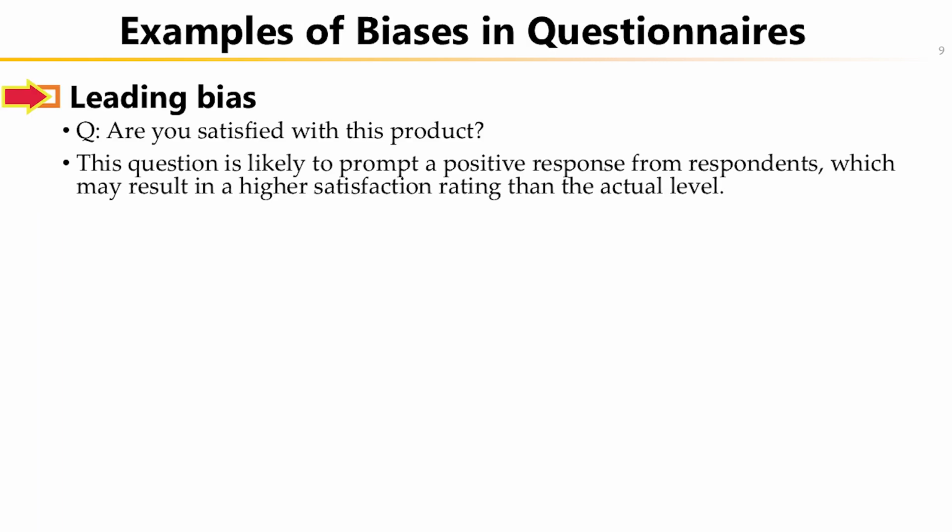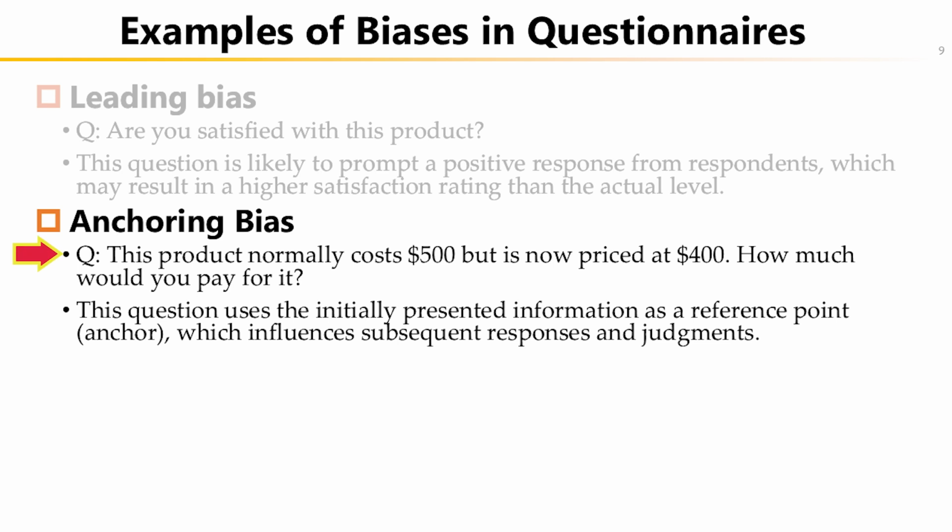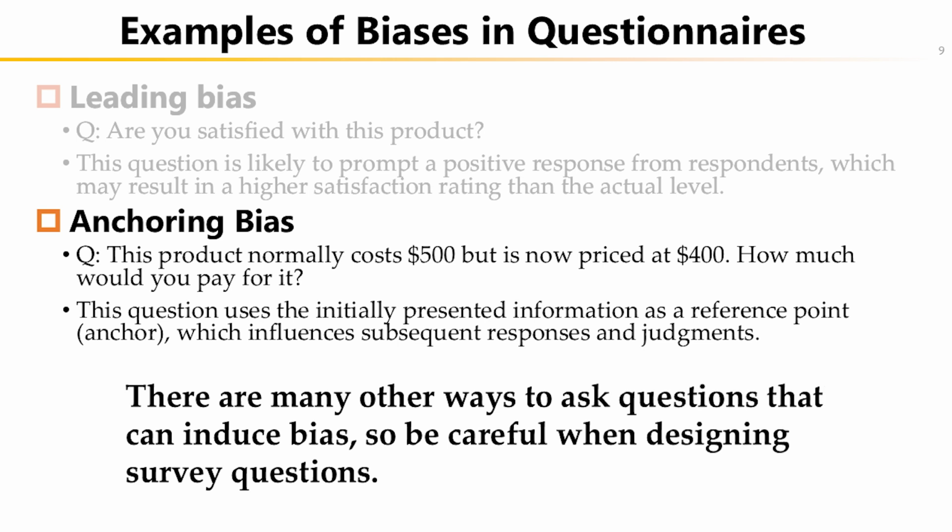This page provides examples of biased questions. The first is leading bias. The question is, are you satisfied with this product? This question is likely to prompt a positive response from respondents, which may result in a higher satisfaction rating than the actual level. The second is anchoring bias. The question is, this product normally costs $500 but is now priced at $400. How much would you pay for it? This question uses the initially presented information as a reference point, an anchor, which influences subsequent responses and judgments. There are many other ways to ask questions that can induce bias, so be careful when designing survey questions.